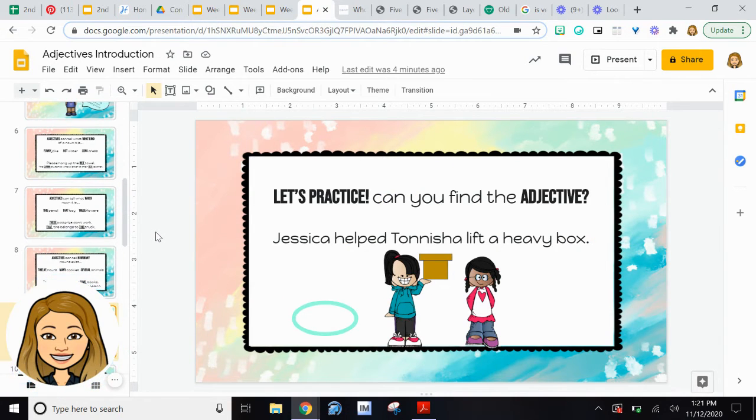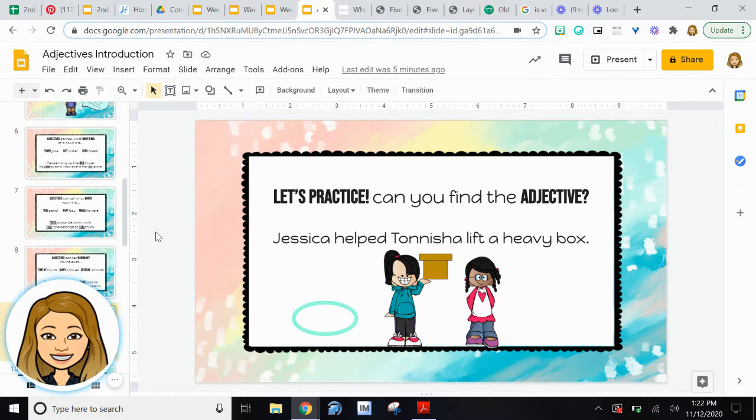Let's practice. Can you find the adjective in this sentence? Jessica helped Tanisha lift a heavy box. Now remember, those adjectives are attracted to the nouns, and they're a describing word. You could go about this a couple different ways. Find all of the nouns or find the describing word. I'm going to start with the nouns. I see 3, Jessica, Tanisha, and a box. I don't see any describing words relating to Jessica or Tanisha, but I do see one describing the box.